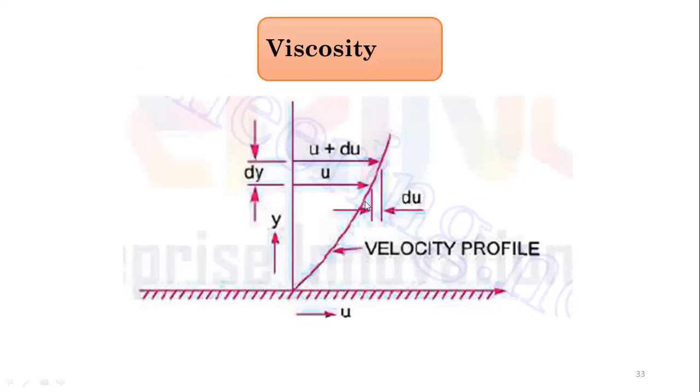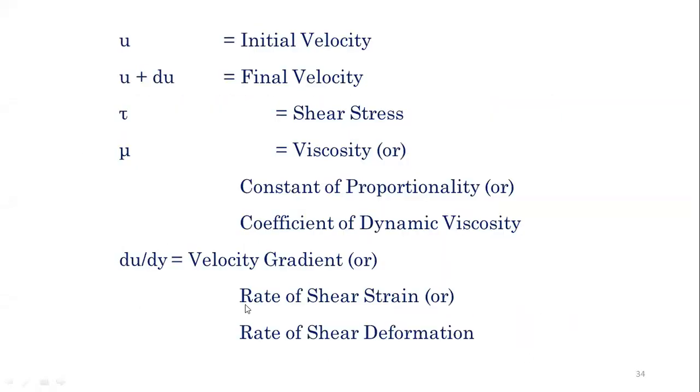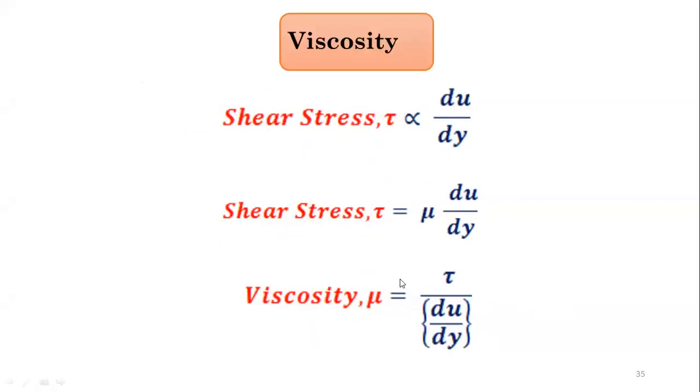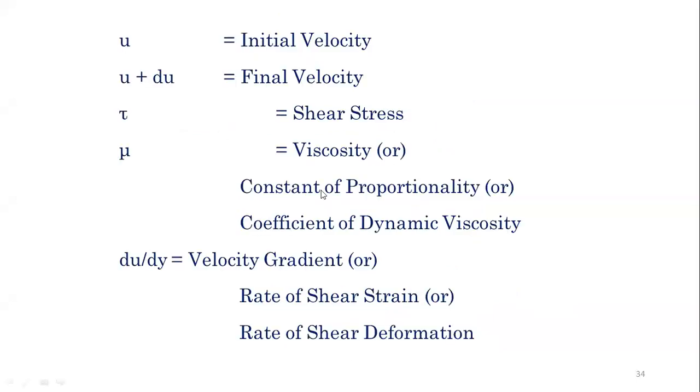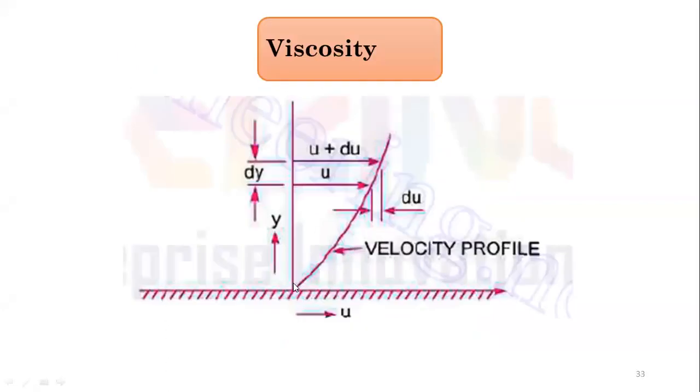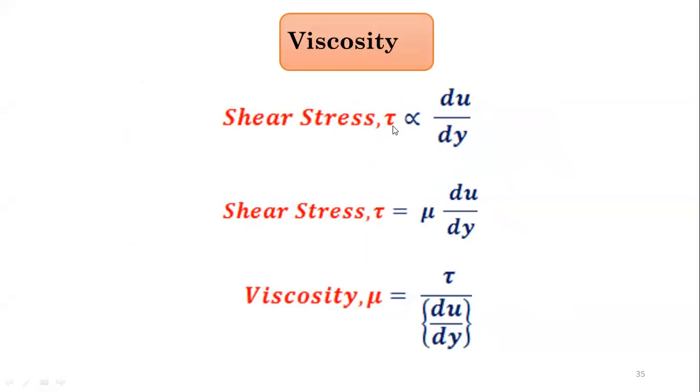And one more thing which we have seen there is the velocity profile, du by dy. Du by dy is called the velocity gradient, or it is also called the rate of shear strain or rate of shear deformation. Strain is almost the same. So shear stress tau should be directly proportional to the rate of shear strain, du by dy.